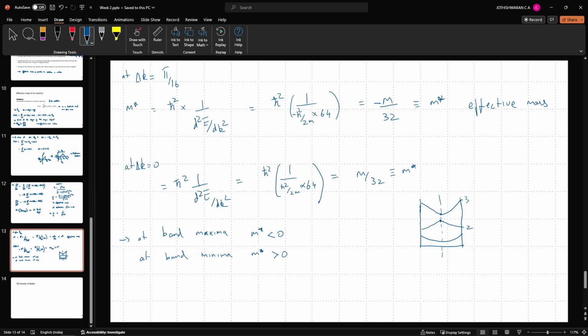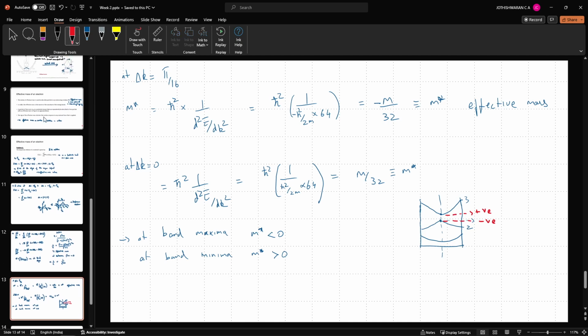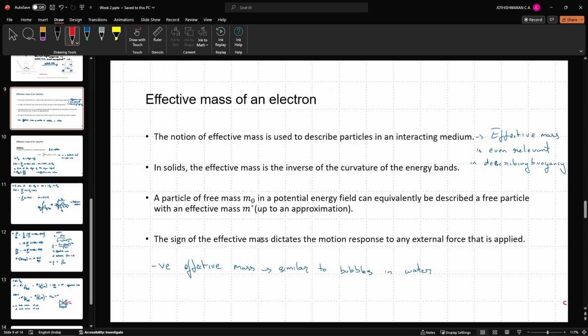So what I'm saying is at the band maxima over here, I'm saying the effective mass of the electron is negative. Over here, I'm saying the effective mass is positive. What does that mean? Again, going back to what I wrote in a few slides before, the sign of the effective mass dictates the motion response. Now, what does that mean? What does motion response mean?